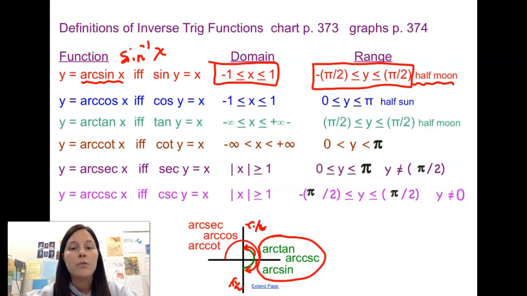All right, I would go through all of the rest of these, but one, you all know how to read, and two, I don't think you want to see a 40-minute video from me. So take a moment, pause the video, take a look through these other trig functions.